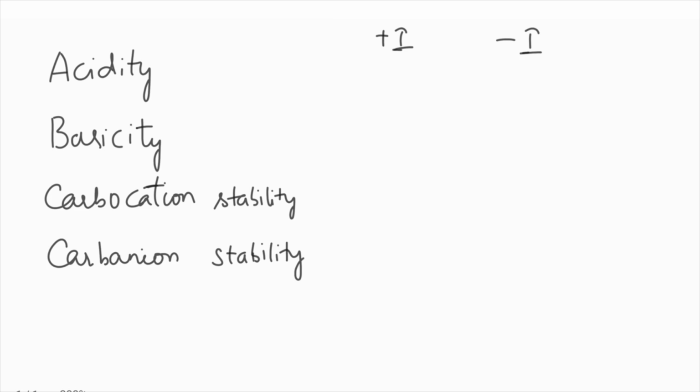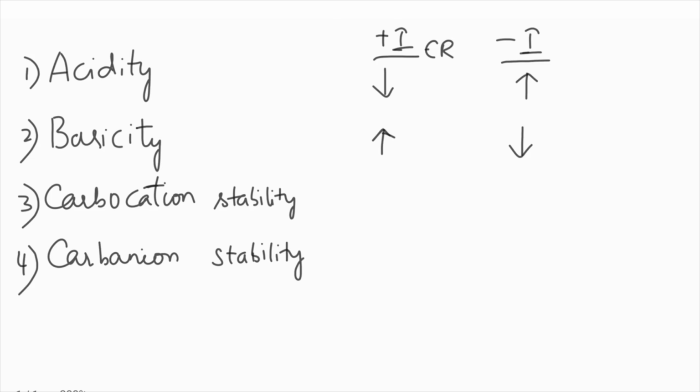The effects caused by plus I groups and minus I groups are mainly on acidity, basicity, carbocation stability and carbanion stability. Plus I groups are going to decrease the acidity of the molecule and minus I groups are going to increase the acidity of the molecule. Similarly, plus I groups are going to increase the basicity of the molecule and minus I groups are going to decrease the basicity, because plus I groups are electron releasing and minus I groups are electron withdrawing groups.